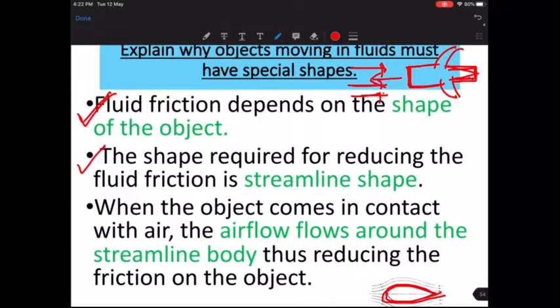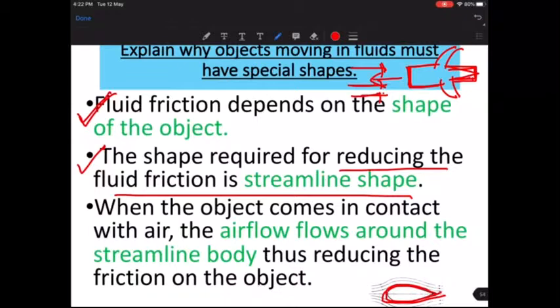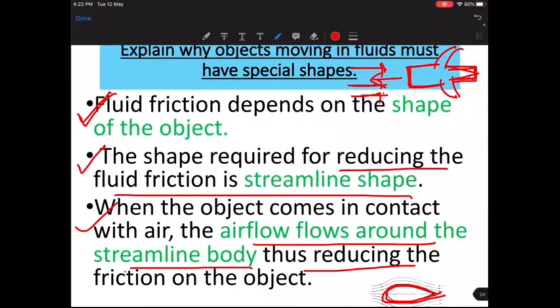Now the shape required for reducing the friction is called streamline shape, because streamline shape is going to reduce the friction. The lesser the friction, the more the movement is going to be, which is what I have written in the last line. When the object comes in contact with the air, the flow will go around the streamlined body. So all the air will flow around the streamlined body. Thus, it will reduce the friction and the movement will be much faster.